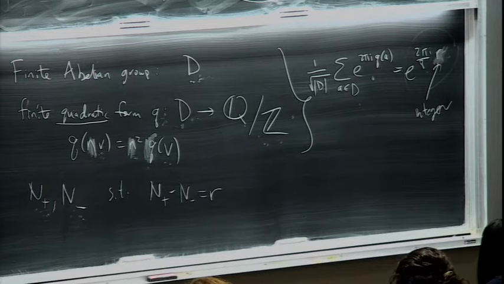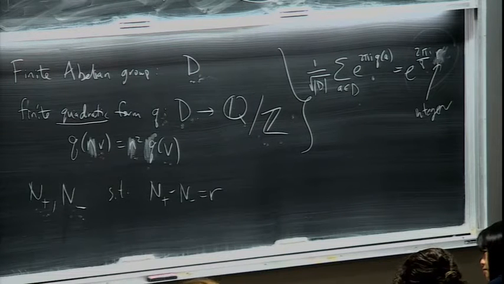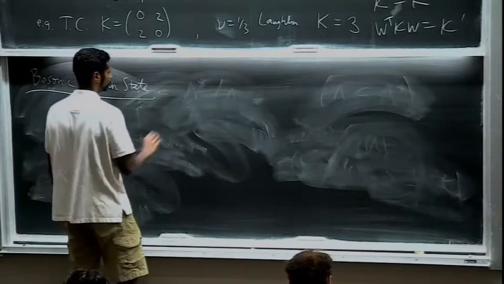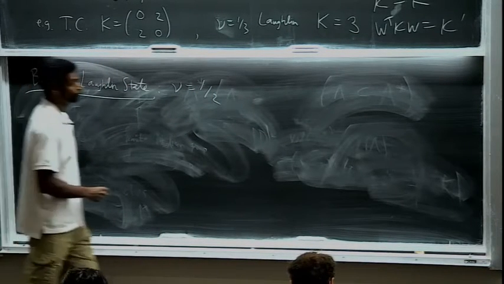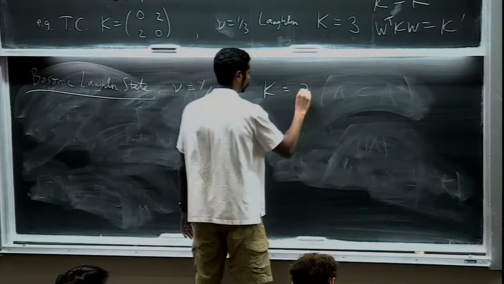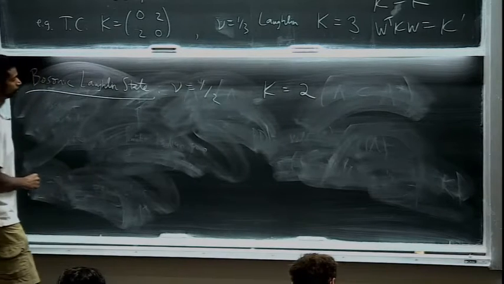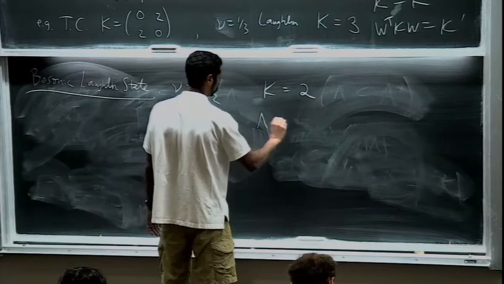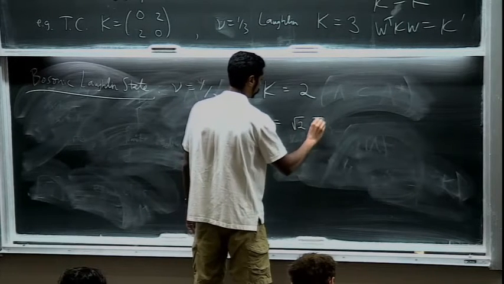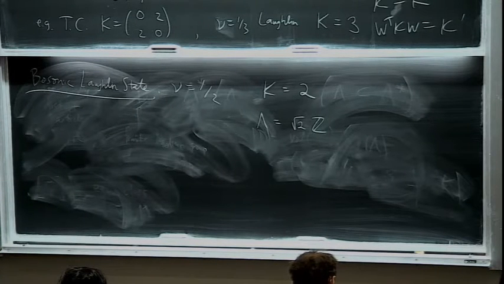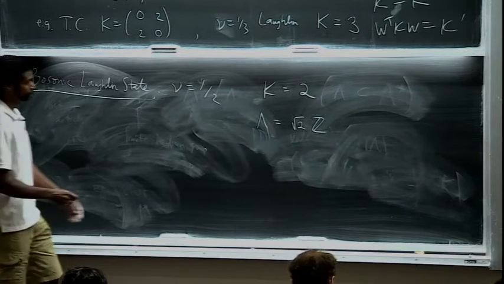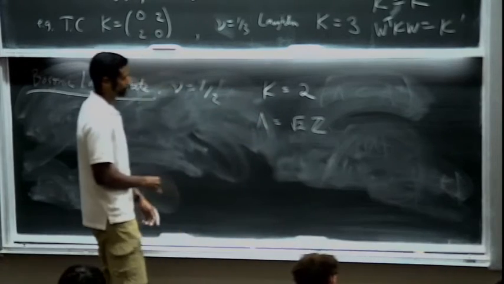So perhaps the simplest example is the bosonic Laughlin state. Okay, nu equals 1/2. Bosons at filling fraction nu equals 1/2. The K matrix is a 1x1 matrix, which is just K equals 2. The lattice lambda is equal to square root of 2 times the integers. The one basis vector of this lattice is just the number square root of 2. And since it's the Gram matrix of the lattice, you multiply it by itself and you get K equals 2.